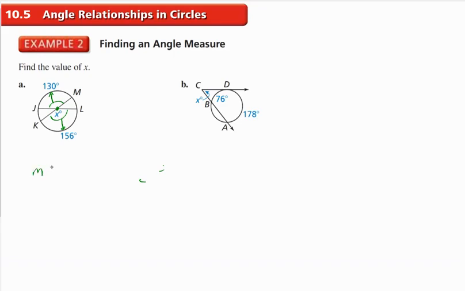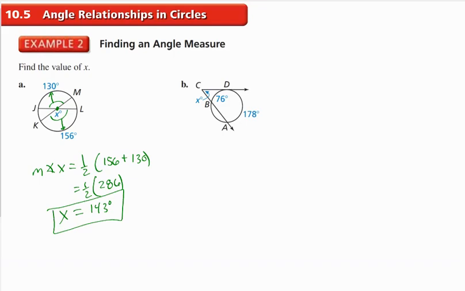So the measure of angle X is equal to 1/2 of 156 plus 130. That gives us 1/2 of 286, which is 143. So X is 143 degrees.